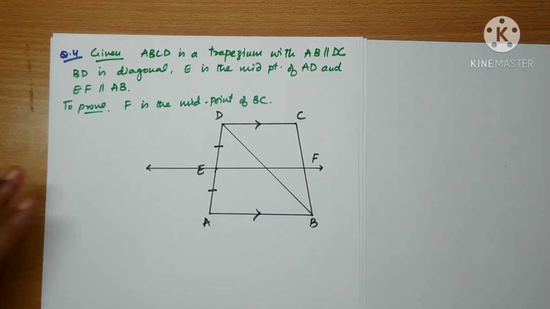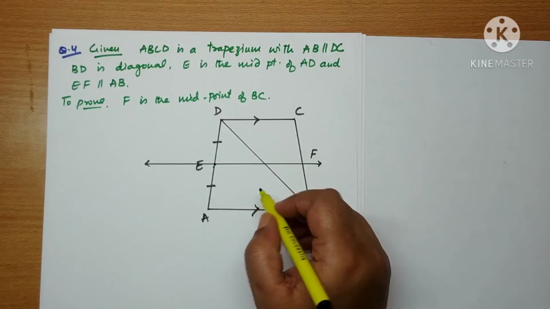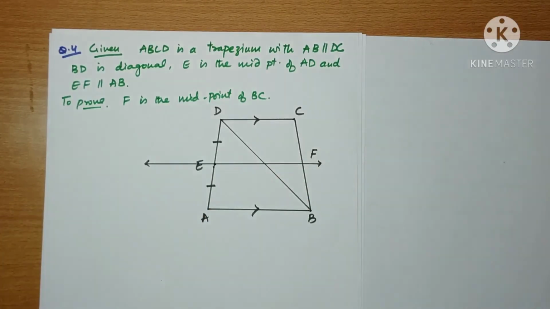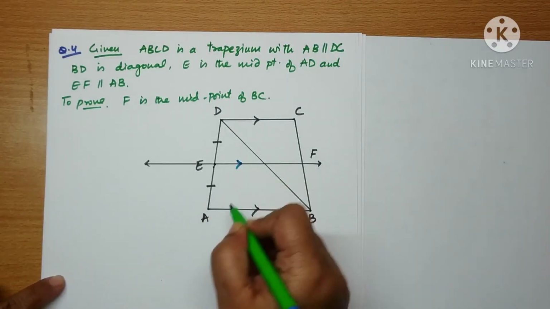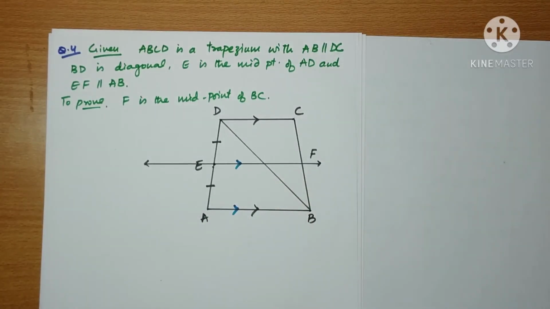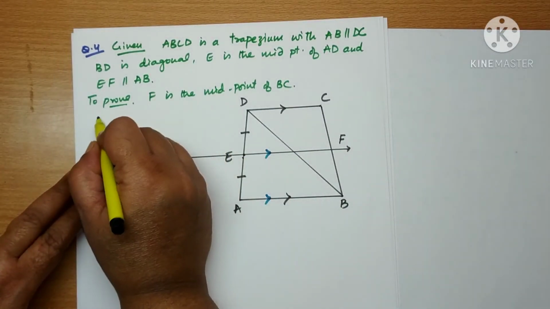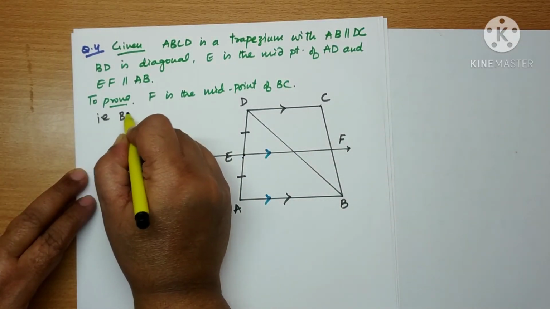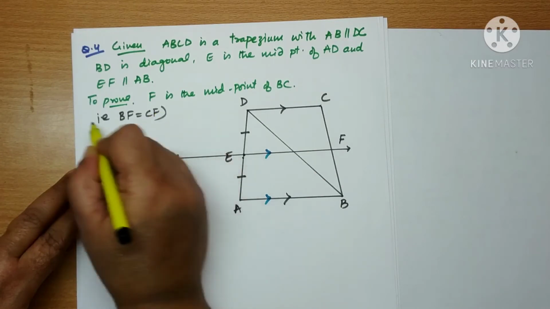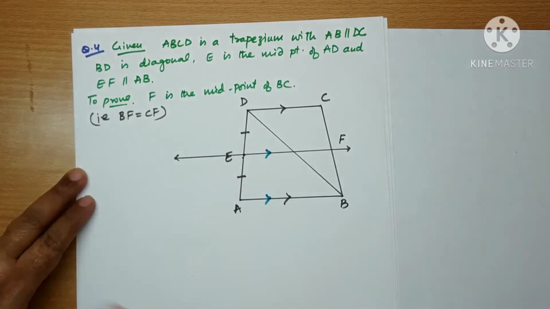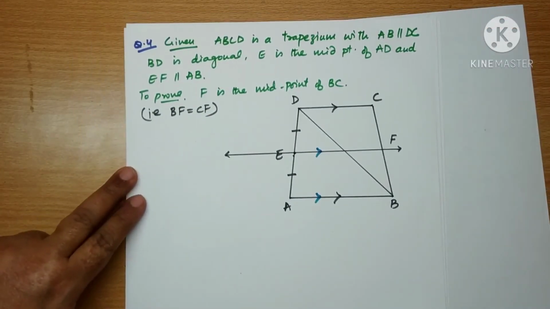I need to prove EF, and EF is parallel to AB, also given. Let's mark it with a different color. EF is parallel to AB, also given. We need to prove F is the midpoint of BC. For this, what do I need to prove? I need to prove BF equal to CF.